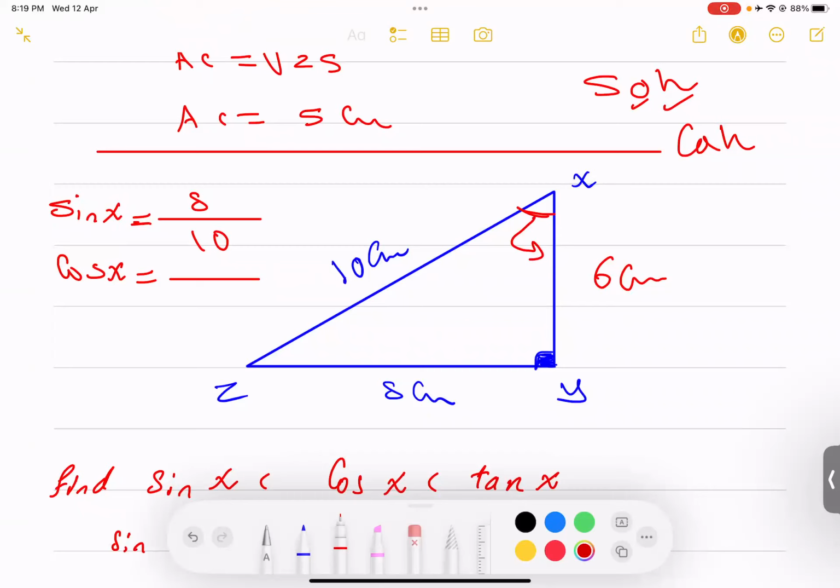No, just wait. The 8 is opposite, not adjacent. Wait, so the down part is not the adjacent? No, it's opposite to it. I'm talking about x, by the way. This one seems like opposite. You'll find it in front of the angle. So this is called opposite. You have to remember whenever we have something like this.